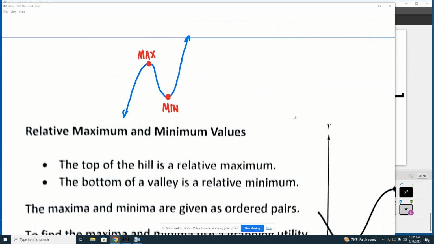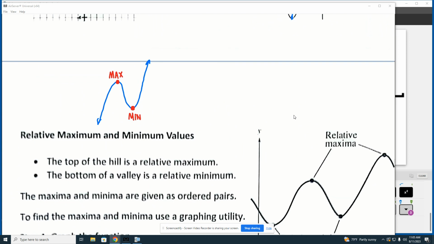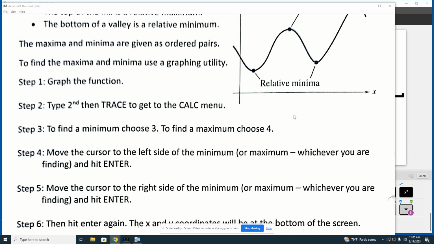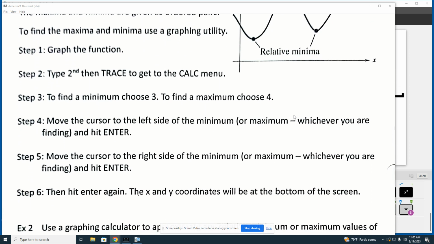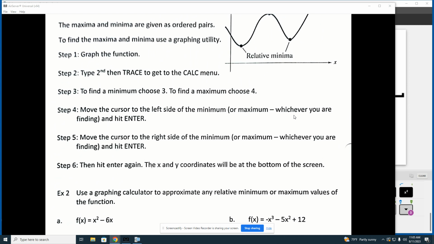So the next thing we're doing is we're finding these max and mins. And we're going to do it using our calculator, okay? So all the key presses that you would need to make in a calculator to find these minimum and maximums are all listed right here, okay?